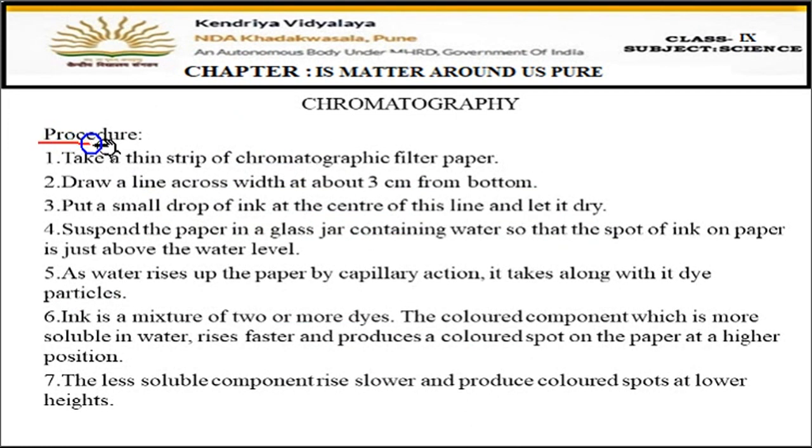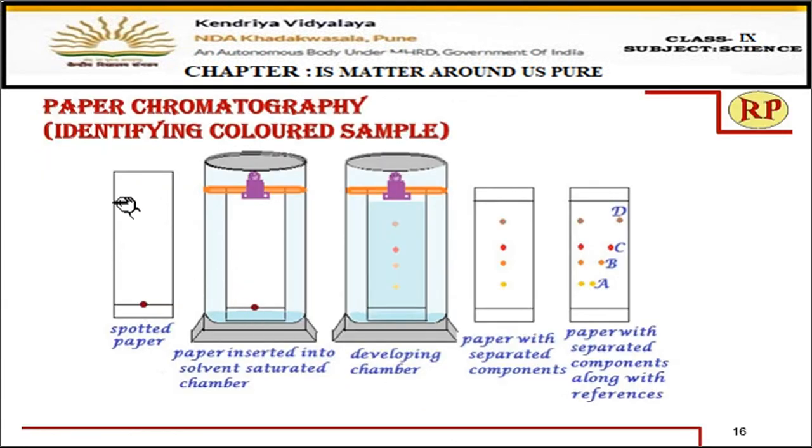So what is the procedure, how is this chromatography technique done? We have to take a thin strip of chromatographic filter paper. I'll show you along with the diagram also. So this is the thin chromatographic paper which we have taken. Now on this paper we have to draw a line on the width side, along the breadth. As you can see here, this is the line, and this line should be 3 centimeters from the bottom. Now on this line we have to give a spot of the mixture.